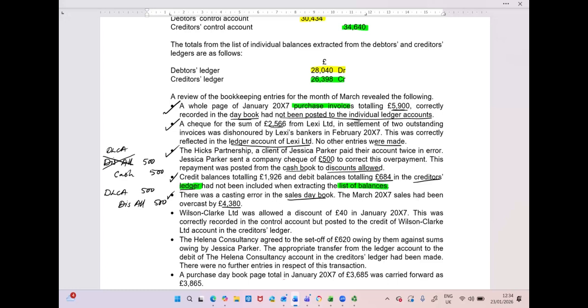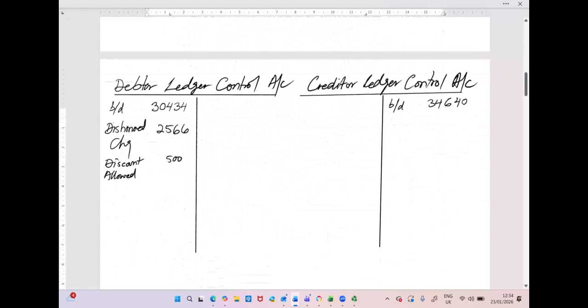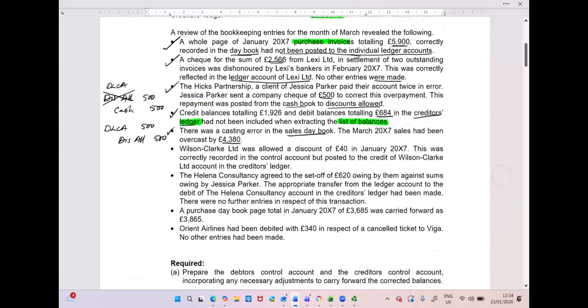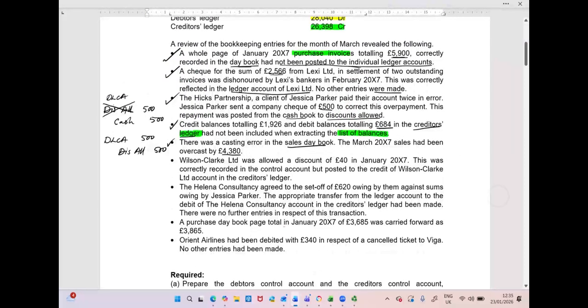So the effect of the sales day book goes into the debtor ledger control account. So that means the 30,434, the opening balance, is too much. Therefore, we have to reduce it by 4380. Overcast. So remember that the total goes into the control account, so we will only update the control account but not the individual balances.